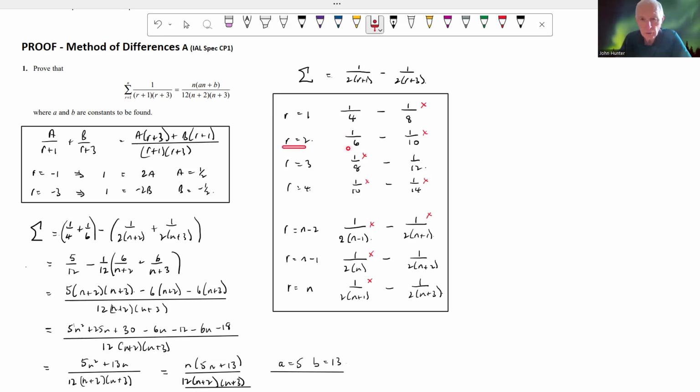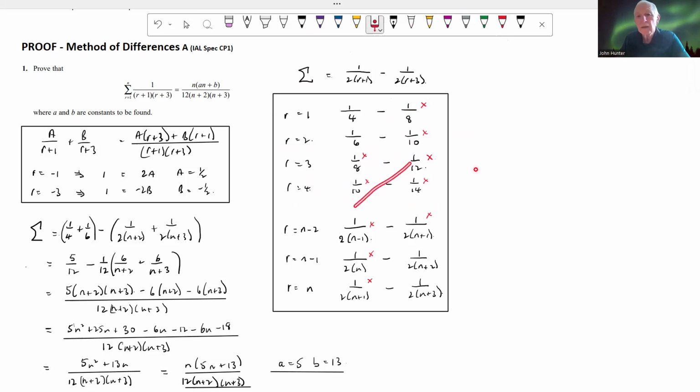r equals 2 gives us that. r equals 3 gives us that. r equals 4 is that. Now we can see from here that we're going to get some cancellation going on. When we come to add up all these terms, that's going out with that, that's going out with that. We're also going to get that cancel there with a term down here.